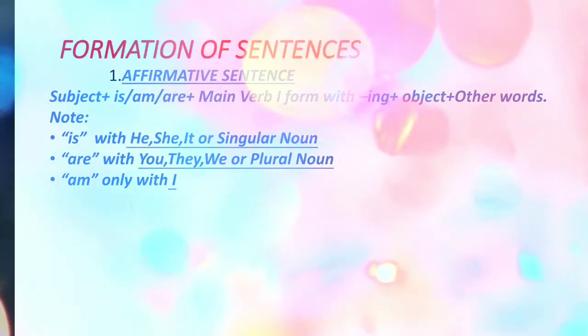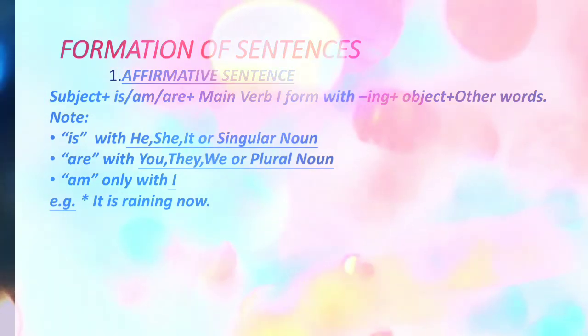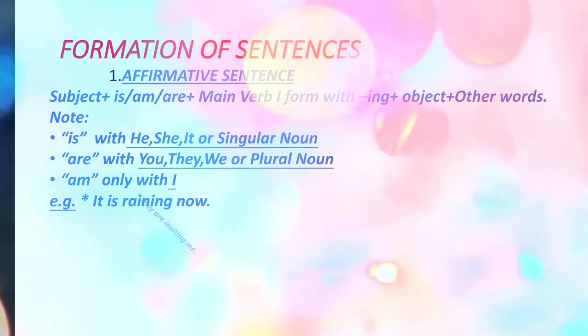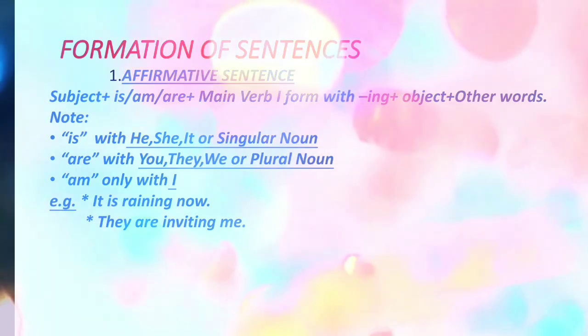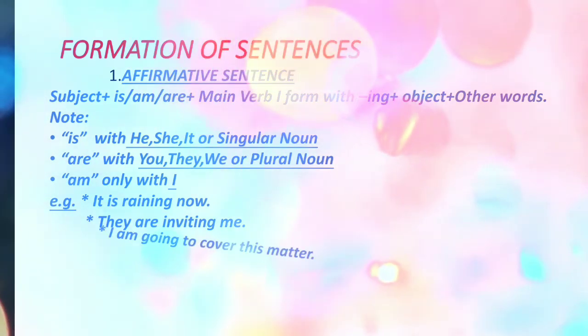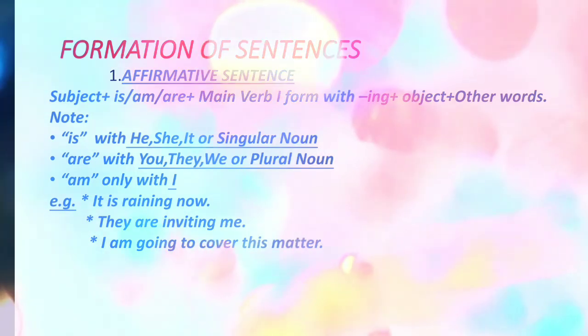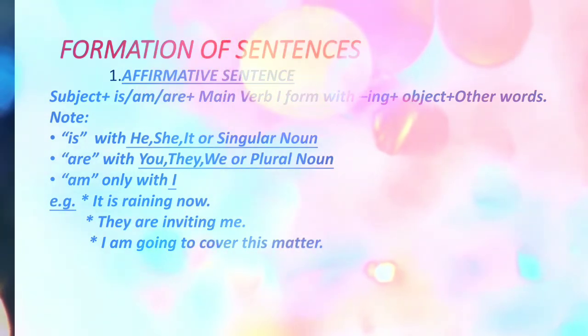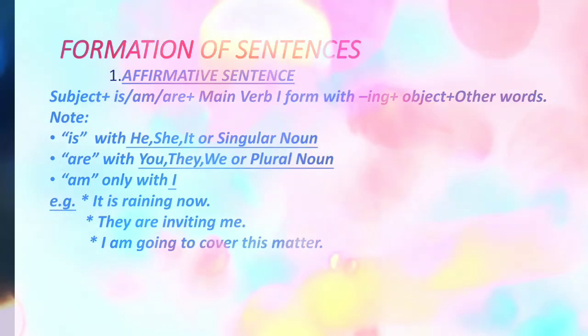Let's see the examples. It is raining now. अब बारिश हो रही है. They are inviting me. वे मुझे निमंत्रण दे रहे हैं. I am going to cover this matter. मैं इस मैटर को सॉल्व करने जा रहा हूँ. So these are the examples of the use of is, am, are.